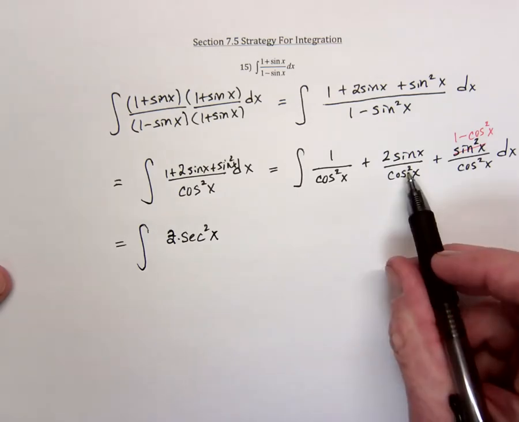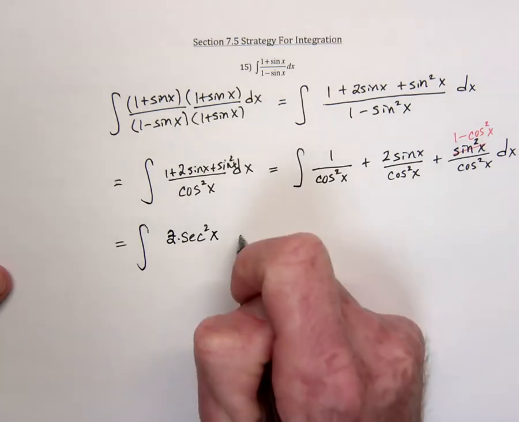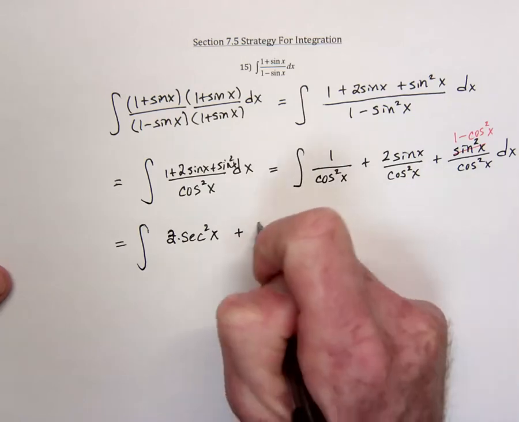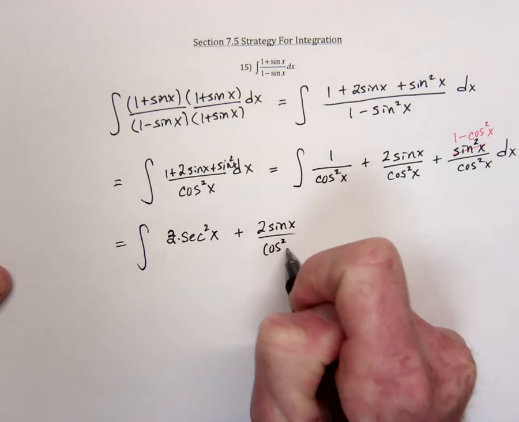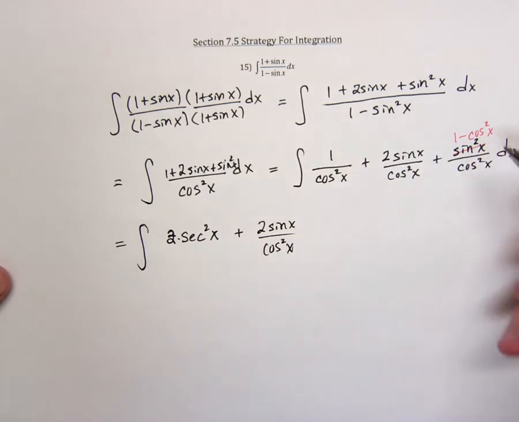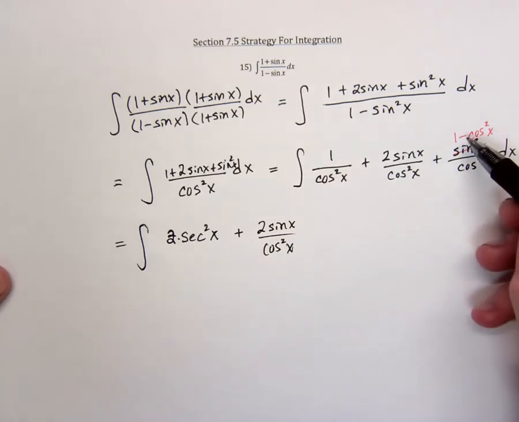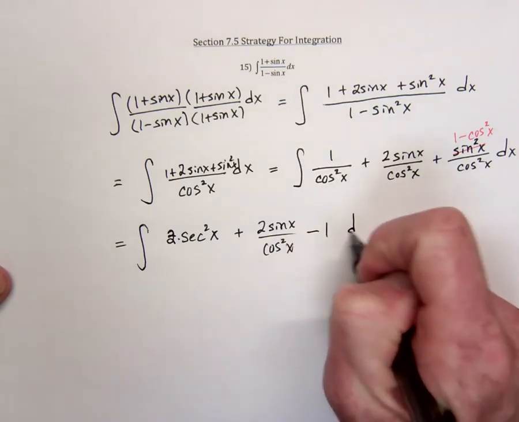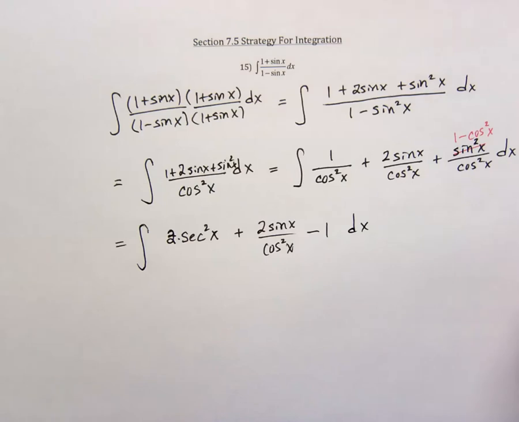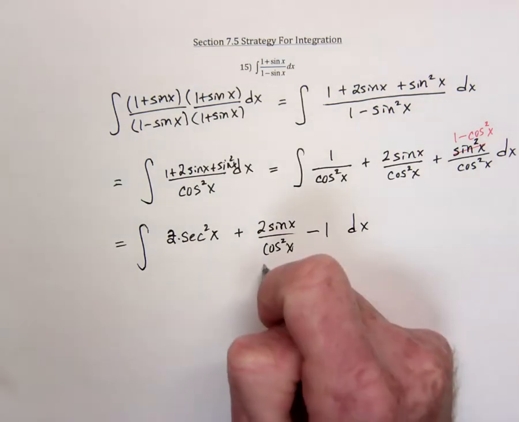The middle part we're going to use u substitution. And then the only thing left is this last term, which is negative cosine squared over cosine squared, which is negative 1. So we just need to use u substitution for this one.